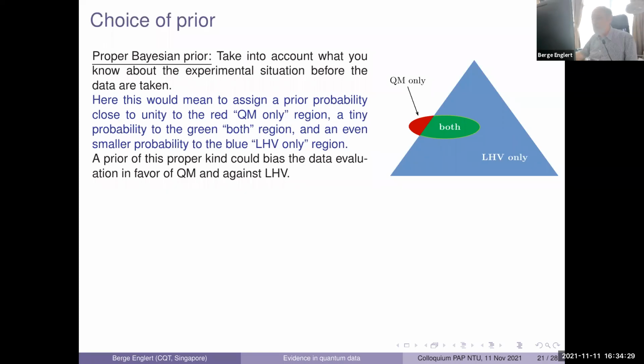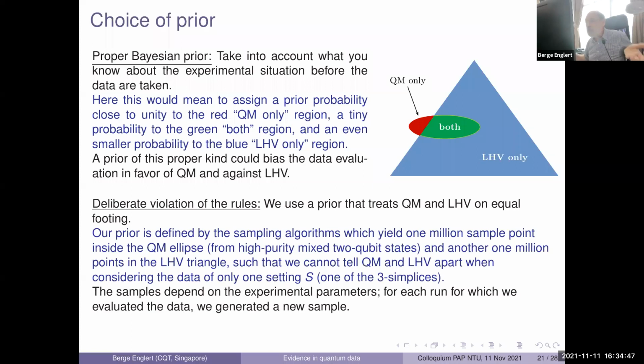So if we do that, we would be accused of having chosen a prior that is heavily biased in favor of quantum mechanics and against the local hidden variables. So since we really want to show that quantum mechanics works and the local hidden variables don't, we deliberately violate the rules here, and we choose a prior that treats quantum mechanics and local hidden variables on equal footing.